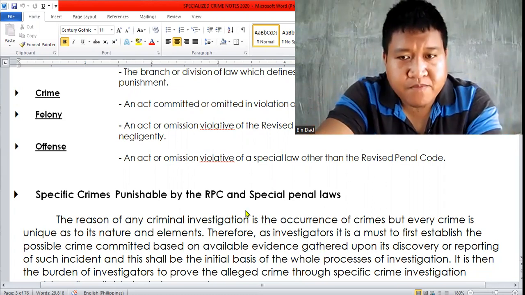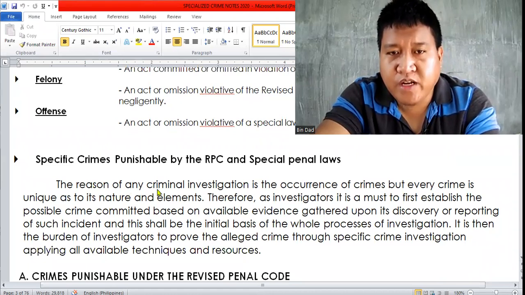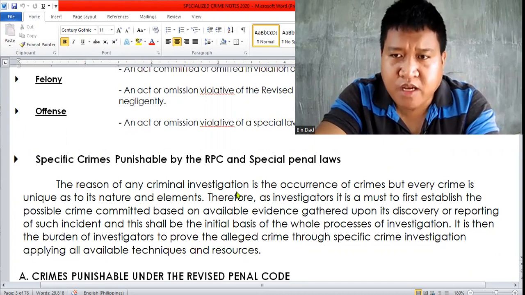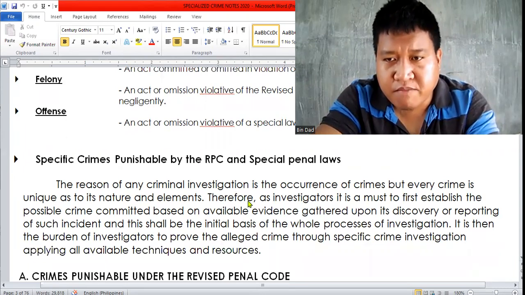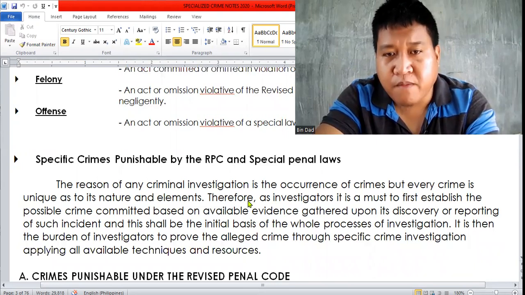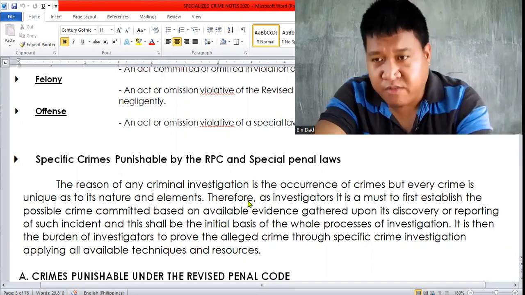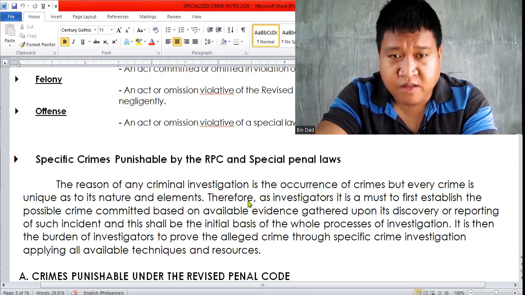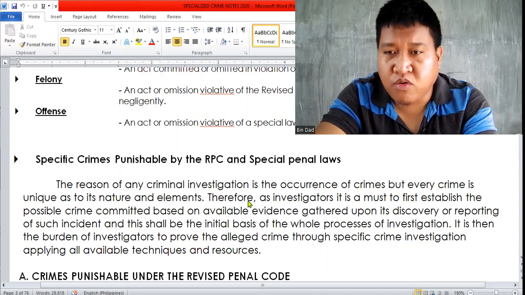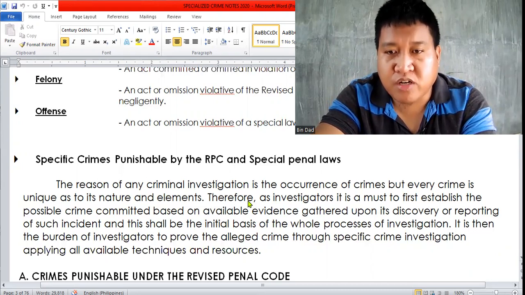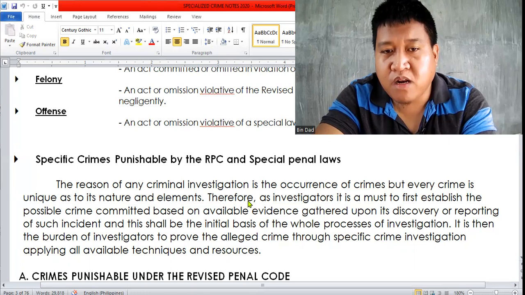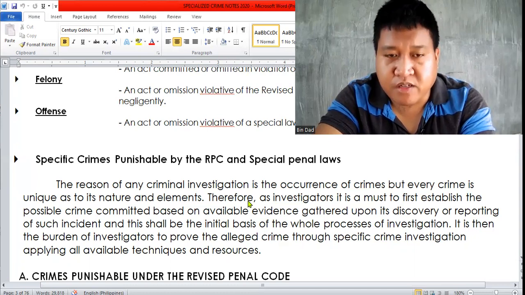Okay, so I hope you are able to realize that the reason of any criminal investigation is the occurrence of crimes, but every crime is unique as to its nature and elements. Therefore, as investigator, it is a must to first establish the possible crime committed based on available evidence gathered upon its discovery or reporting of such incident. And this shall be the initial basis of the whole process of investigation. It is then the burden of investigators to prove the alleged crime through specific crime investigation, applying all available techniques and resources that are significant to the crime being investigated.